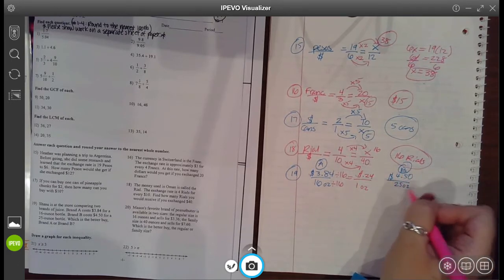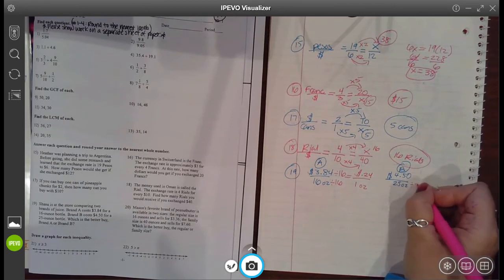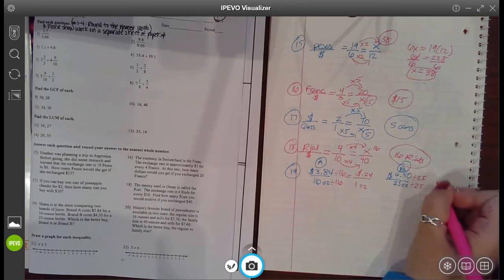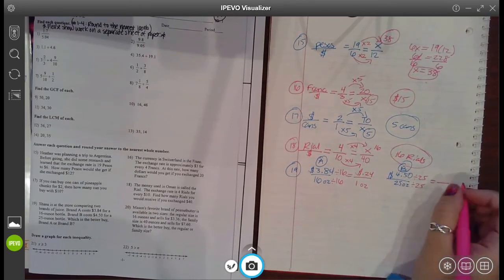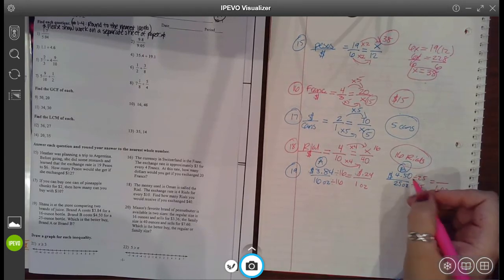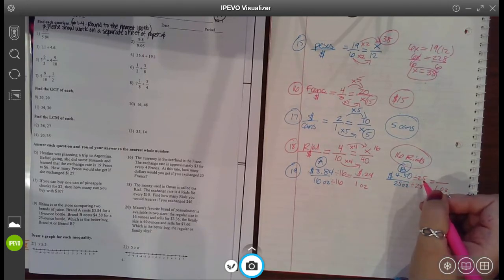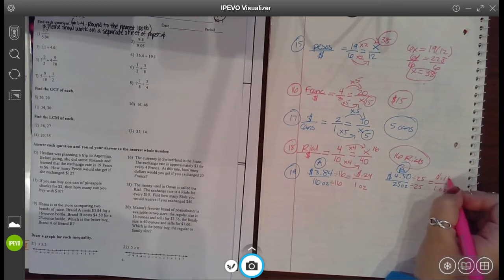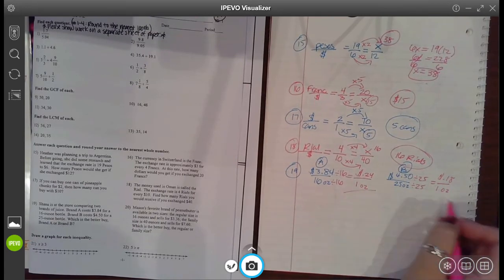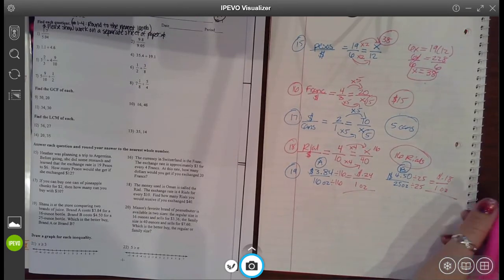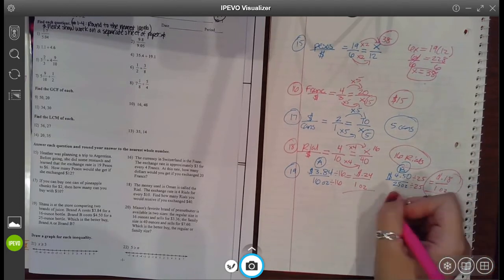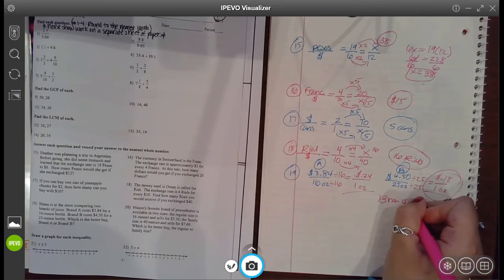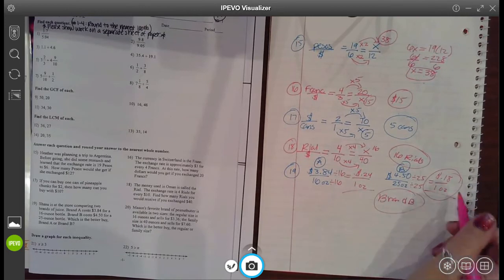How much is this one per ounce? What should I divide by? 25, because that's what's in the denominator. So 25 divided by 25 is 1. And what's 450 divided by 25? 18 cents. So what's the better buy, 24 cents or 18 cents? 18 cents is cheaper, so brand B is the better buy. You want to spend less money, right?